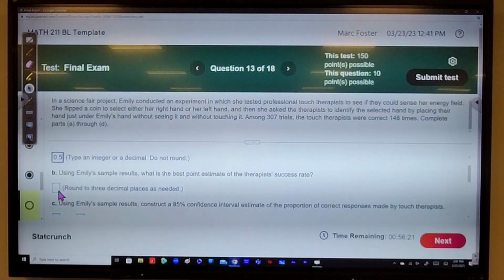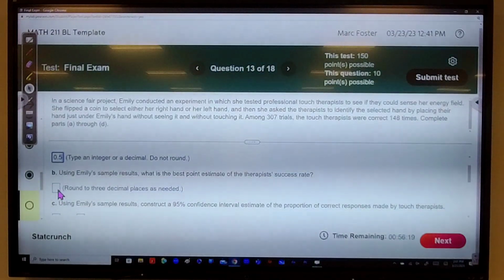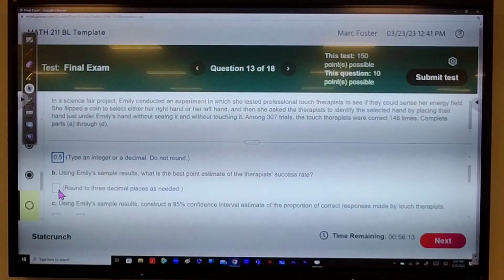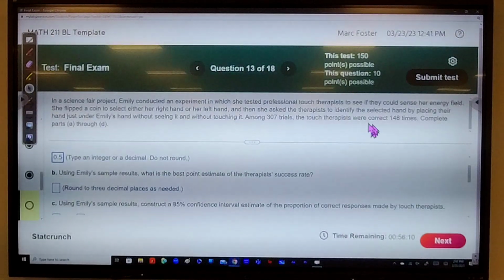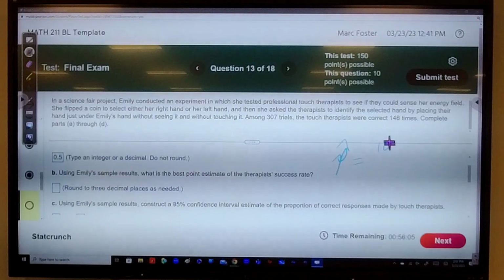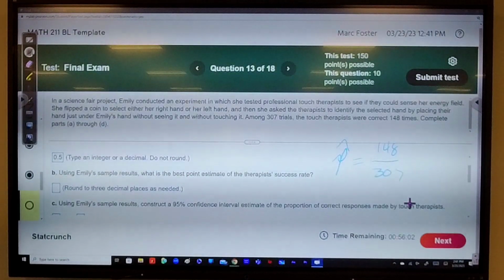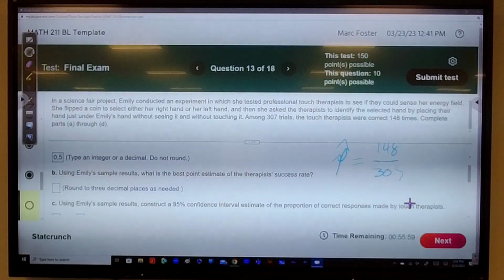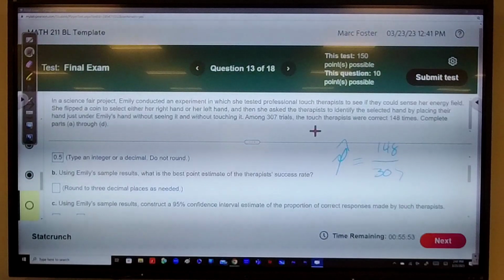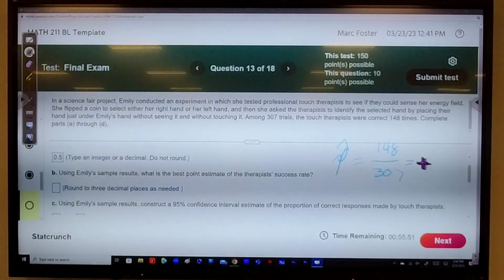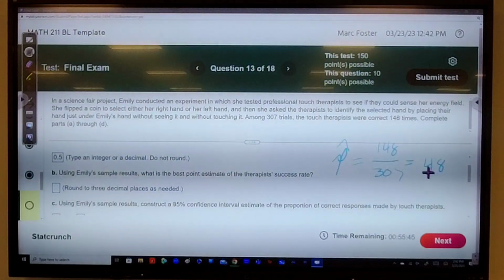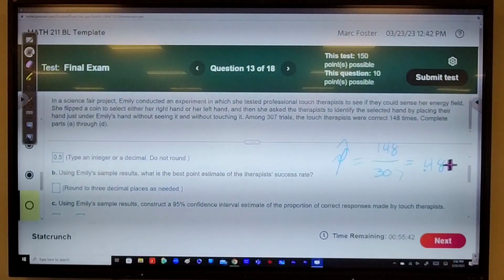What is the best point estimate of the therapist's success rate? Well, that's the quotient of the number of times they were right over the number of times they tried. That's p hat. That's 148 over 307. So in this 307 trial experiment, they were only right 48% of the time. 0.482.